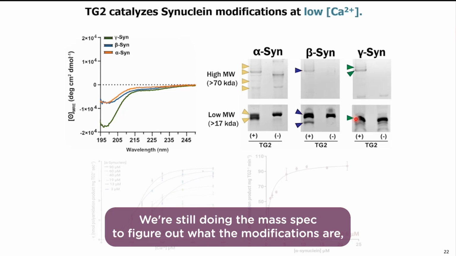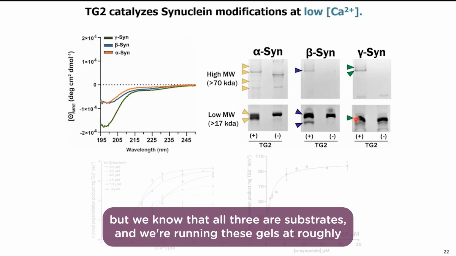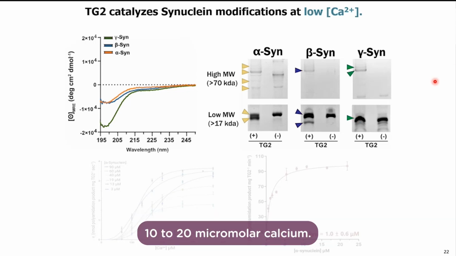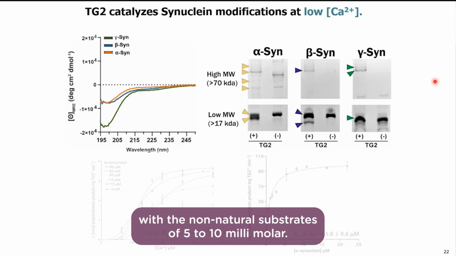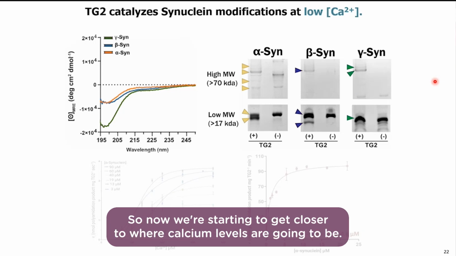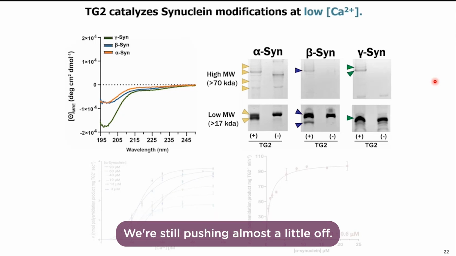We're still doing the mass spec to figure out what the modifications are, but we know that all three are substrates. And we're running these gels at roughly 10 to 20 micromolar calcium, when people were running the reactions with the non-natural substrates at 5 to 10 millimolar, right? Because remember, that apparent KM was 2 millimolar. So now we're starting to get closer to where calcium levels are going to be. We're still pushing them. We're still a little off.